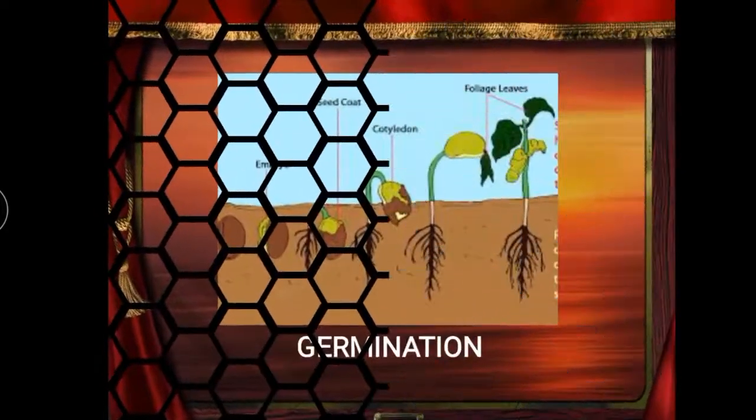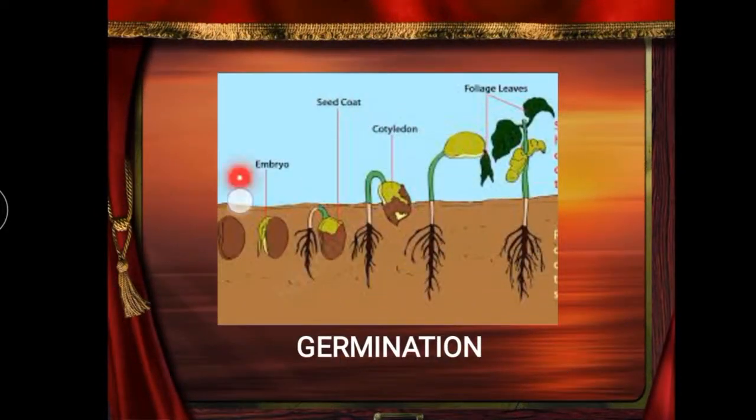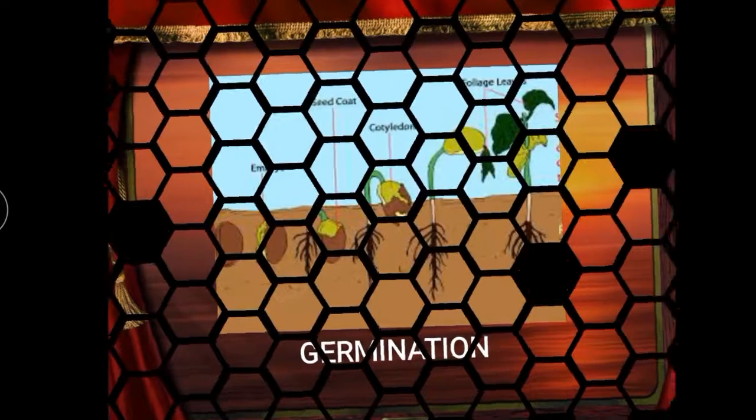In the picture you can see the process of germination. Here is the seed. See, first a small outlet comes from the seed, then the root will come, after that the shoot will come out of the soil, then a small leaf comes, and finally a new plant. So this total process is called germination. Do you understand?